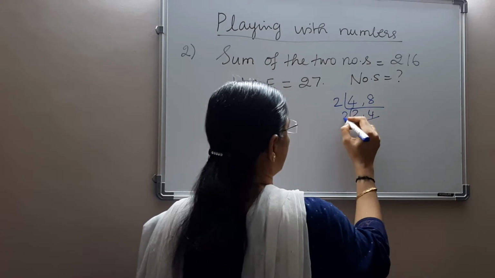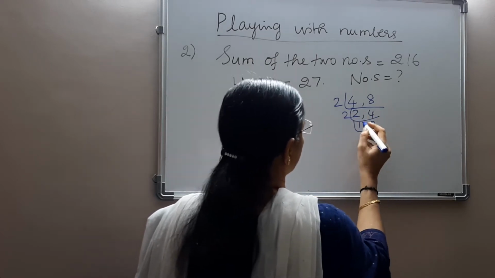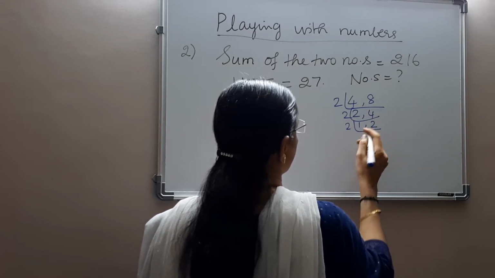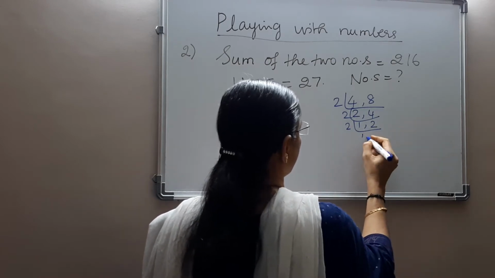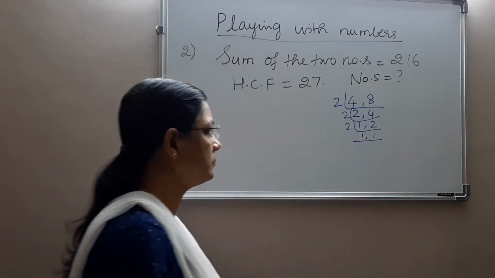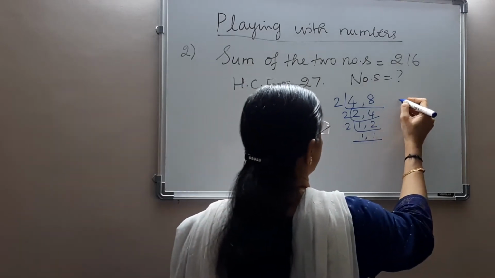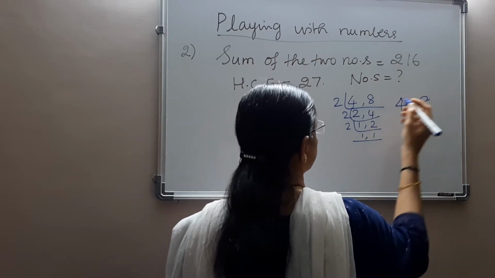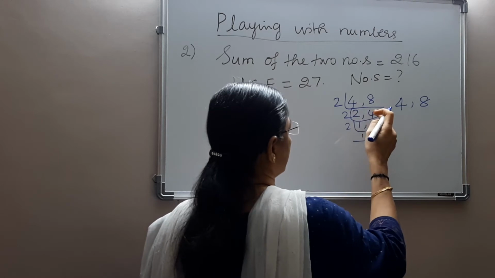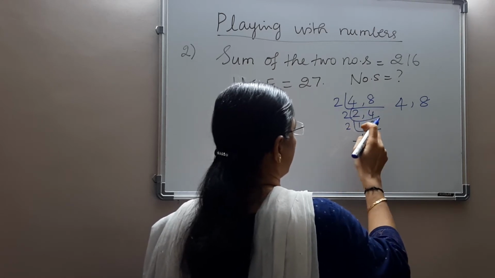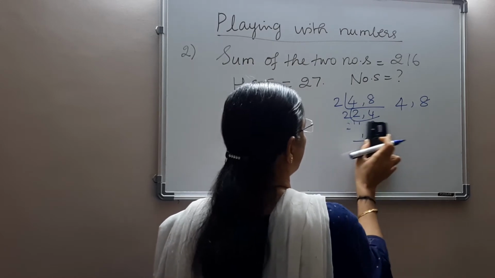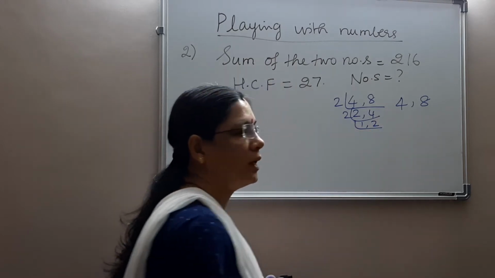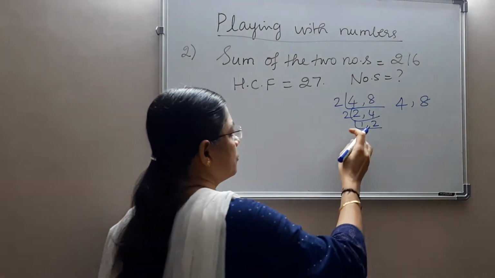2 and 4, 2, 1 and 2, 1 and 2. Again I have 1 comma 1. Okay. So now you can see. So what is the HCF of these two numbers, 4 and 8? See, 2 and here you have 4. And again I am writing here 1 and 2. Okay, 1 and 2, they can't be divided by 2, isn't it? Because 1 and 2 don't have any factor in common, so you should not put 2 here.